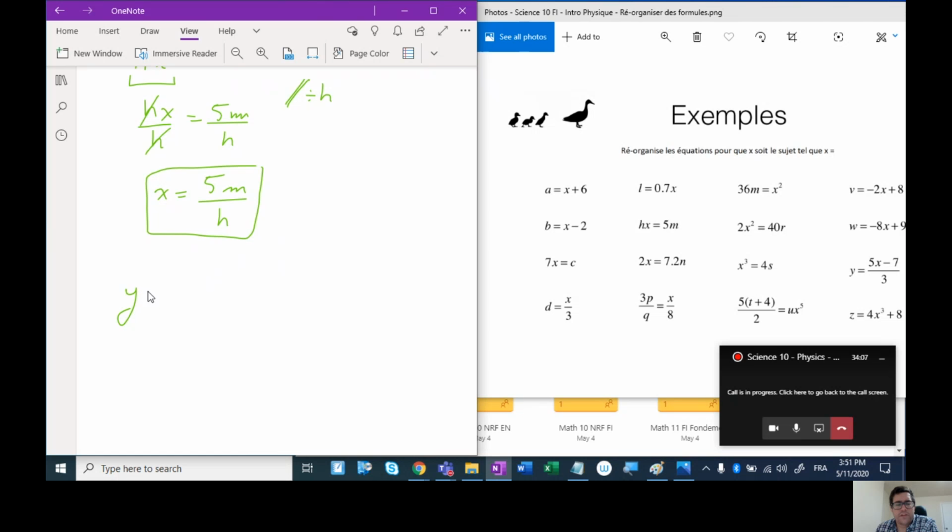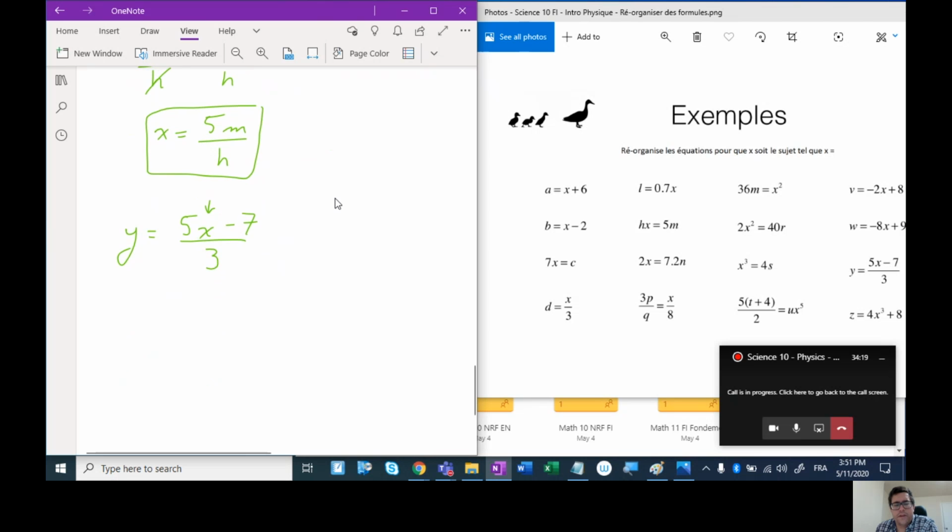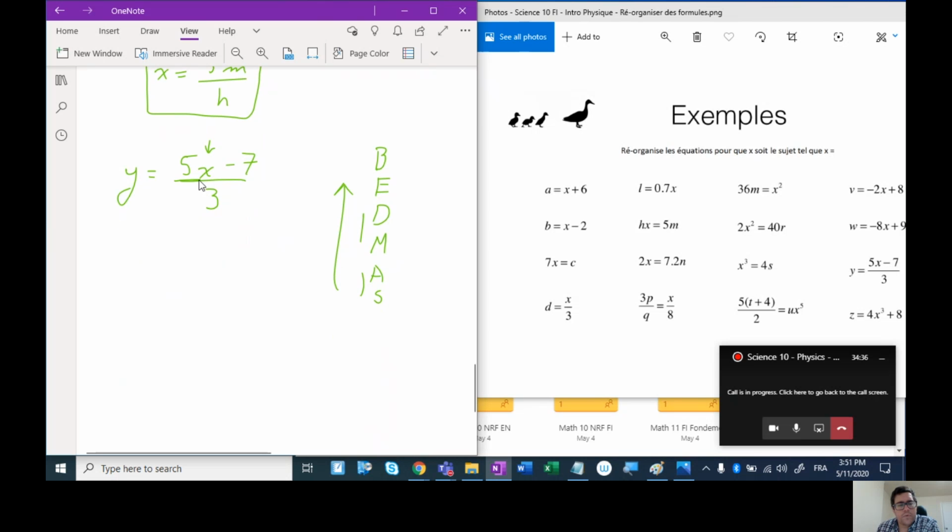Let's take one that's a little more complex here. y equals 5x minus 7 over 3. So our target is here. That's x. What do we have to do? We're going to need a tool, BEDMAS in reverse. BEDMAS in reverse when you isolate. And we have to be careful. We have to know what we're doing with BEDMAS. Any adding, subtracting? Yes, actually there is right here. But there's an issue.